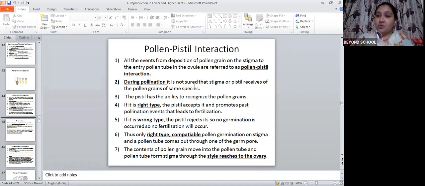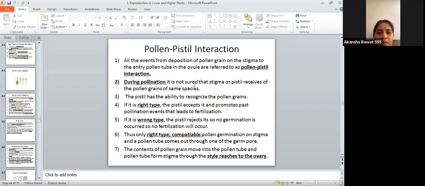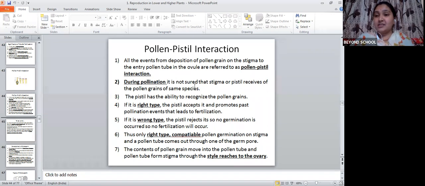That pollen grain is going to release a pollen tube, which is called a germ tube, and via the style pathway, that pollen tube is going to enter into an ovule, and after entering into an ovule, it is going to reach the embryo sac, right? So from the moment the pollen grains have been deposited on the stigma, the process starts, and the pollen tube travels till the ovule. It is called pollen pistil interaction.